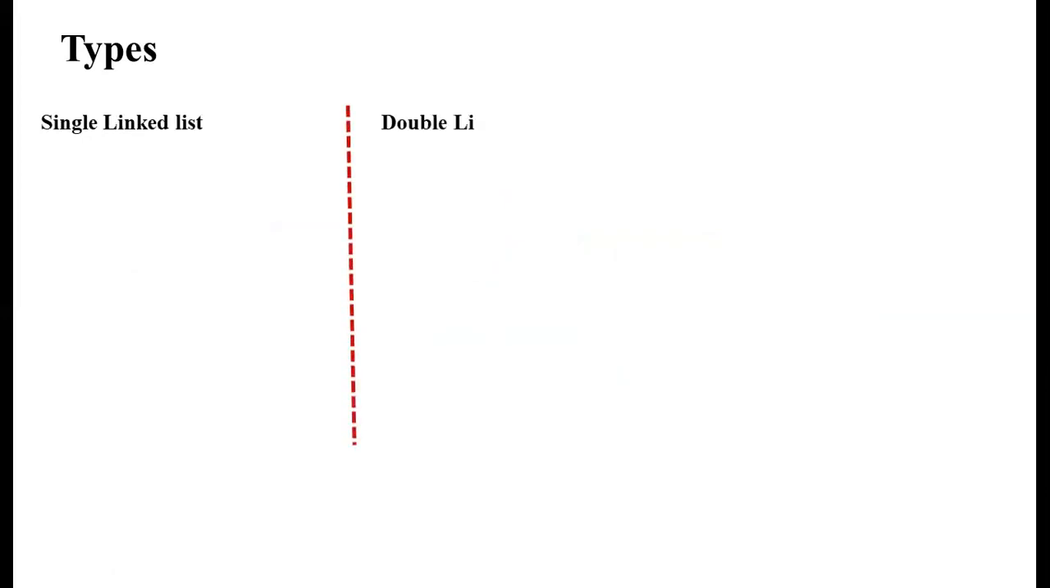Now let us see how we are storing the nodes, how we are allocating memory to the nodes, and what the structure of a node is. All that we will see now. So what will the node structure be? Generally, we have three types of linked list. One is a single linked list, a double linked list, and the third one is a circular linked list.